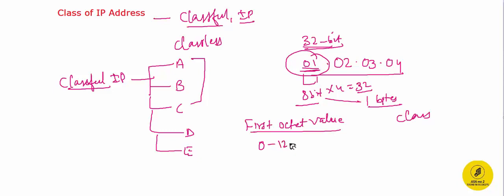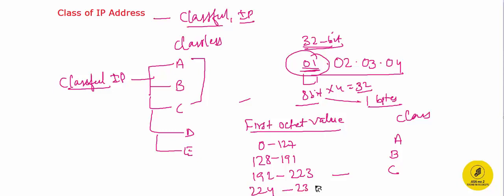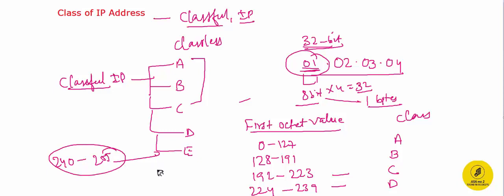If the first octet ranges between 0 and 127, that IP address belongs to class A. If the first octet range is from 128 to 191, that IP address belongs to class B. If the first octet range is from 192 to 223, that belongs to class C. If the first octet range is from 224 to 239, then that IP address belongs to class D. And if the first octet range is from 240 to 255, that IP address belongs to class E.